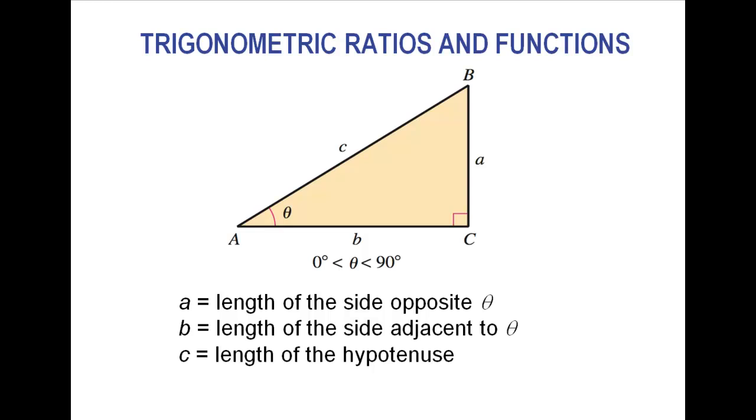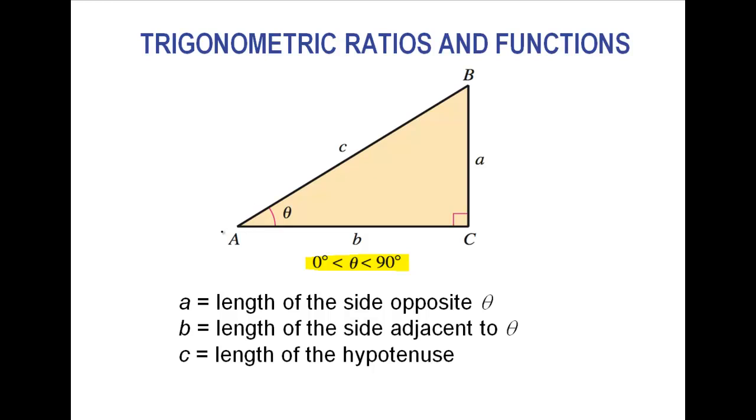When we're talking about trigonometric ratios, we're just talking about the fact that given any angle less than 90, greater than 0, basically an angle in a right triangle. If you have a right angle, the other two angles have to add up to 90, because the three angles have to add up to 180.